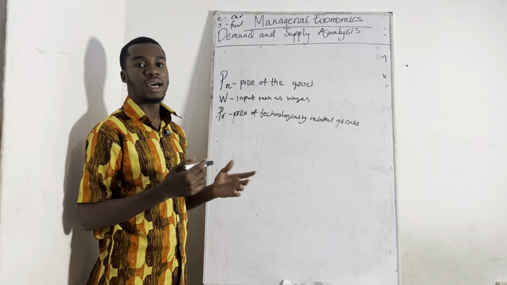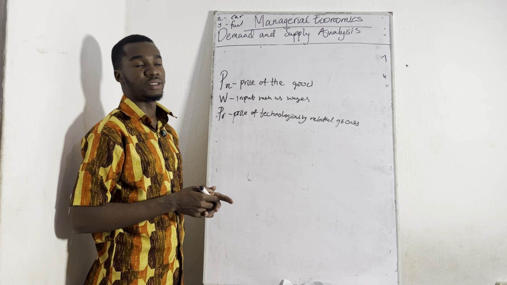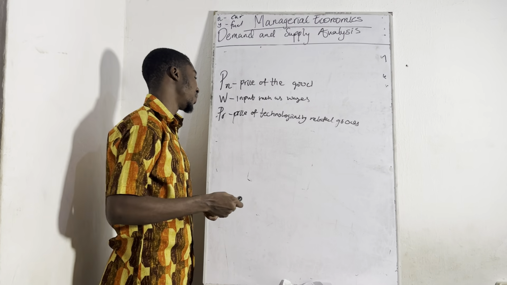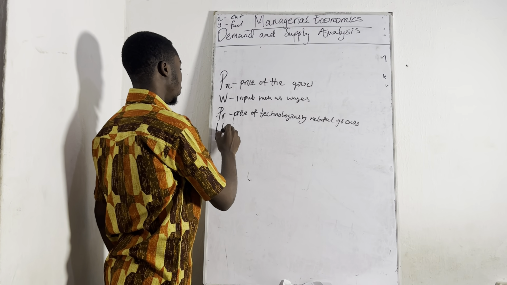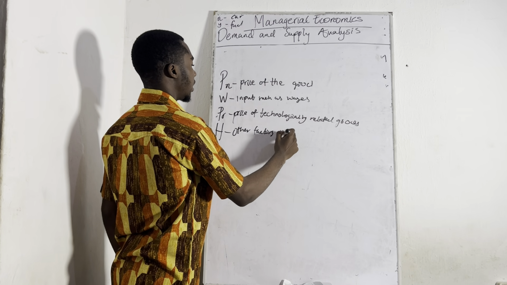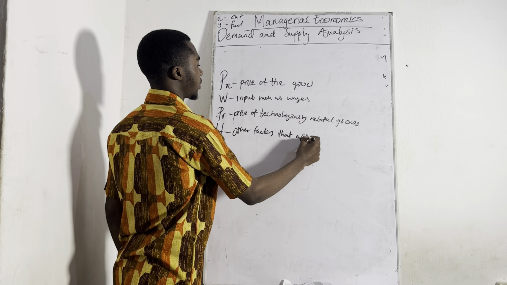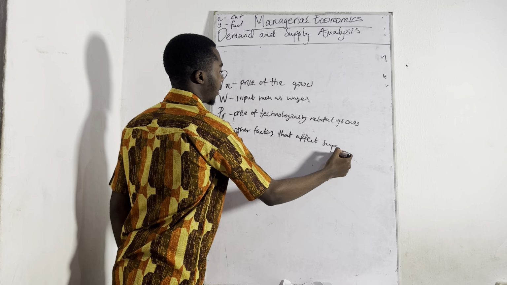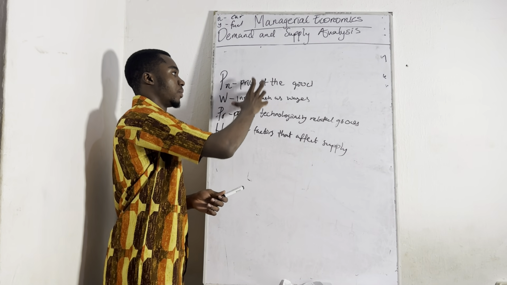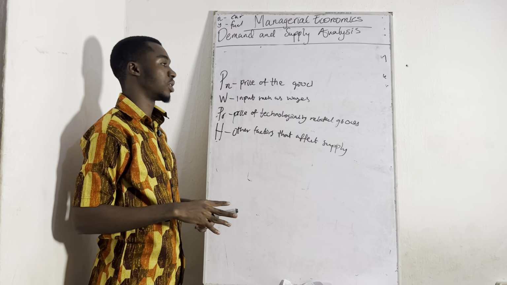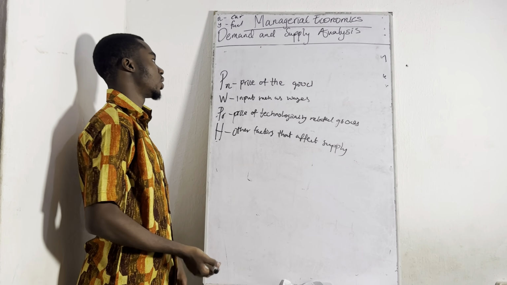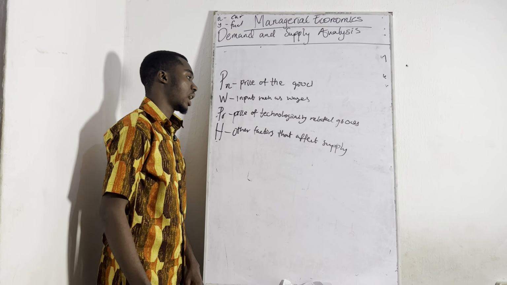You get it? Then there are other things that could also affect supply. Apart from these things, maybe weather conditions and many other things. So those ones we represent by H as well. So other factors that affect supply. Those can be any other apart from these ones. Those ones are not really common. That's why we don't list them one by one. So any other thing that can affect supply. All right. So now we know everything that could affect supply.